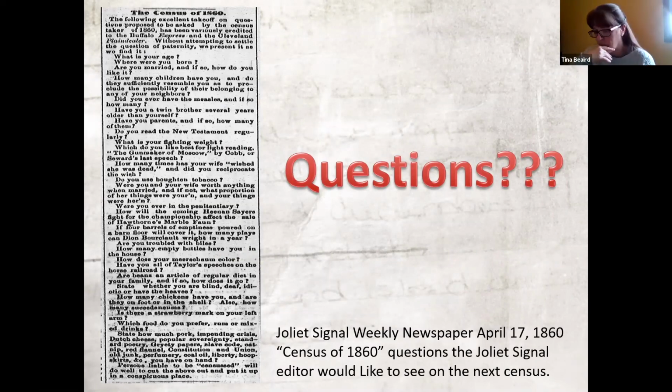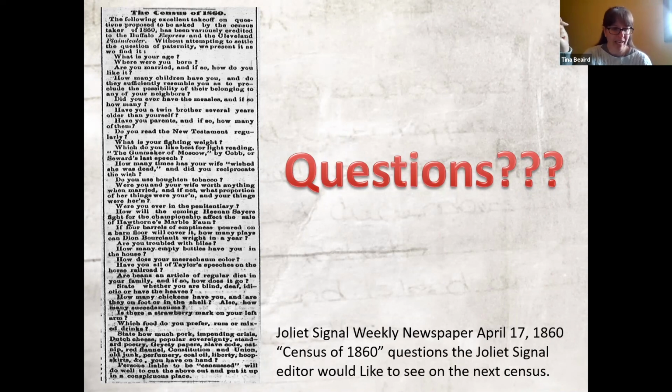This is one of my favorites, one of those lucky finds that you find when you're doing research. The Joliet Signal reran this. This was picked up by the AP, so it ran in almost every newspaper across the country. But it was those weird, fun census questions that they wanted to see on the census.